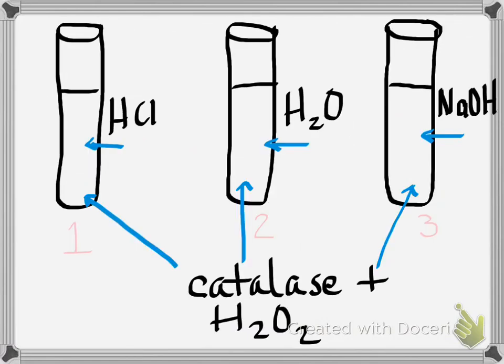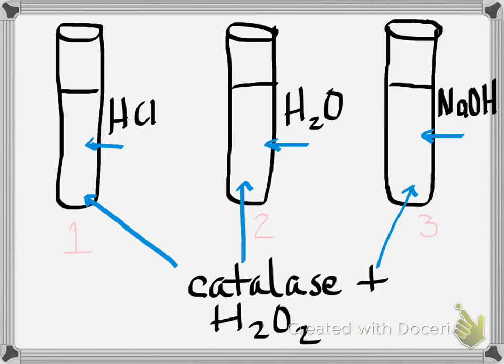Well, anyway. For this question, I drew 3 test tubes. And here was the question. What's the effect of a pH outside the optimum range of an enzyme? What will be the expected effect of acid and base on catalase?